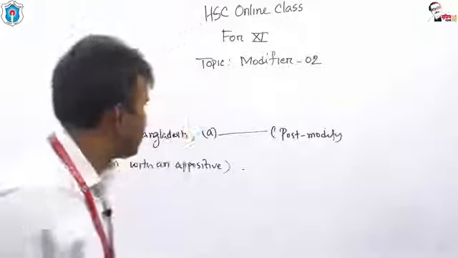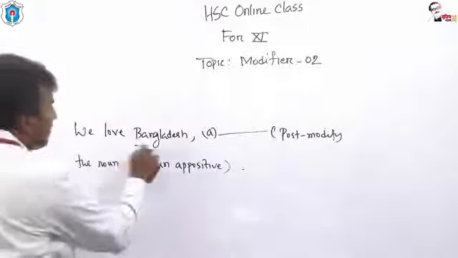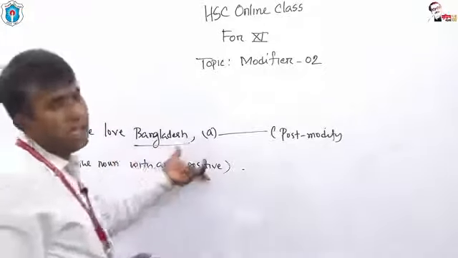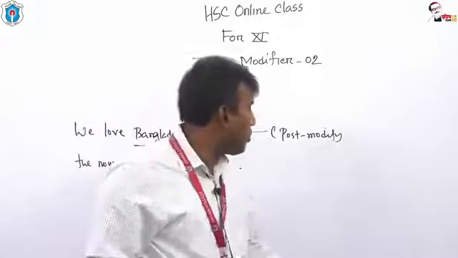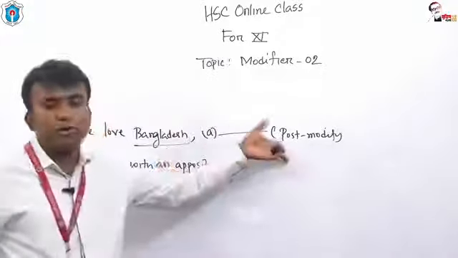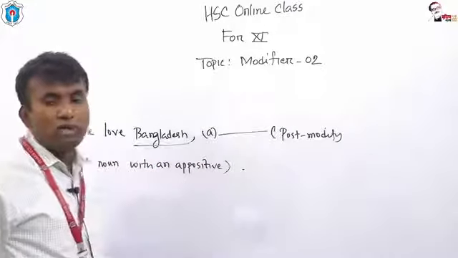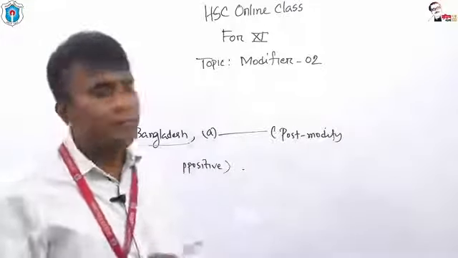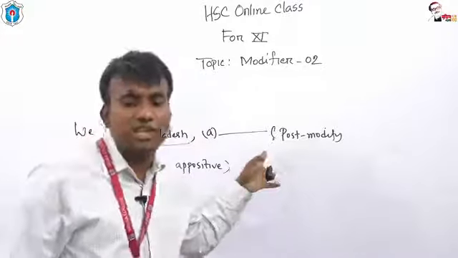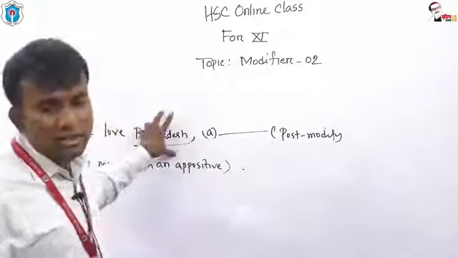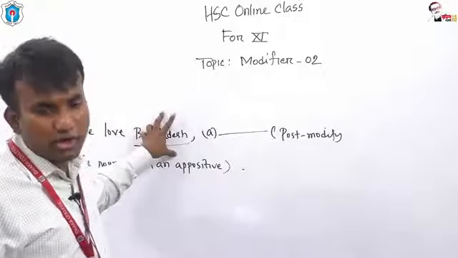Test 12, look at please. You have to modify Bangladesh and you have to modify with appositive. Here you have to use post modifier because the modifier that you are going to use is taking its position after Bangladesh. That means the modified word. Okay.